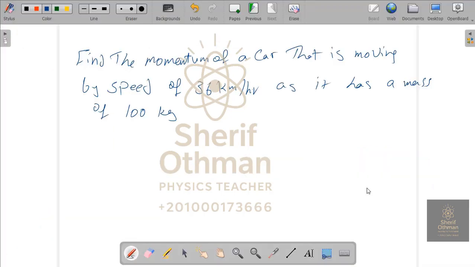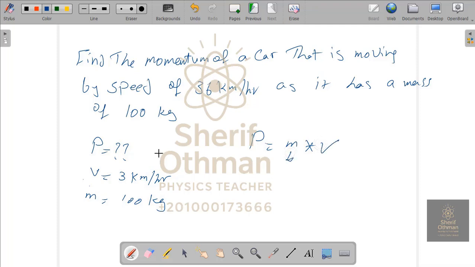Let's solve this problem, guys. Find the momentum of a car that is moving at a speed of 30 km per hour and has a mass of 100 kg. First of all, find the givens. The required is the momentum. The car is moving at a speed of 30 km per hour, so the speed V is equal to 30 km per hour, and the mass M is equal to 100 kg. The rule of momentum: P equals M multiplied by V.